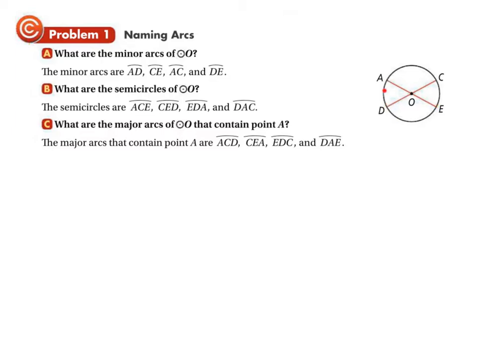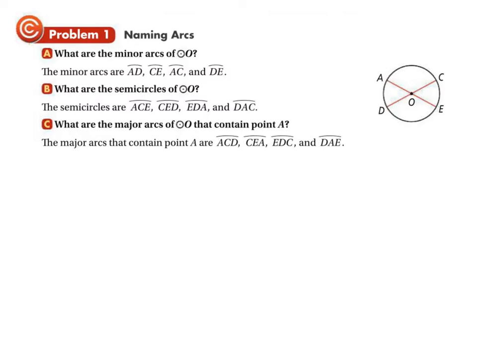What if we went from here to here? DAC, it's right there, or DEC. Notice how the only thing that we need is that we have the endpoints at the ends and the point that we go through in the middle. So I called it CED, but I could have also called it DEC. Yep, semicircles, half circles.